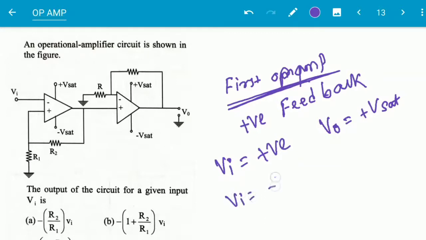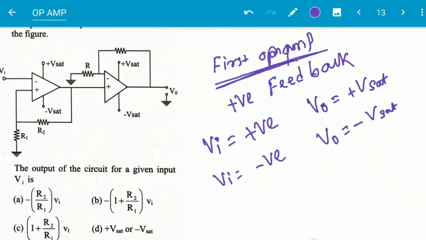If Vi is negative, then the output voltage will reach the negative saturation voltage. So V output will be equal to the negative saturation voltage. Suppose the output of the first op amp I write as V01, that will be equal to either plus V saturation or minus V saturation, and the two op amps are ideal and have the same saturation voltage.